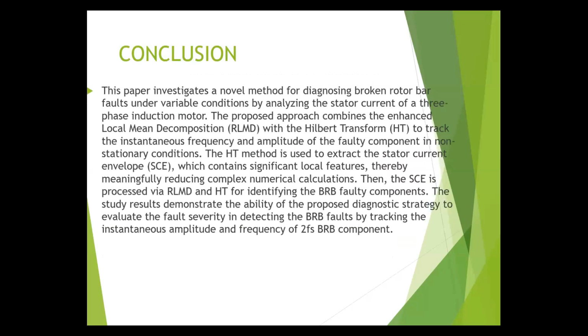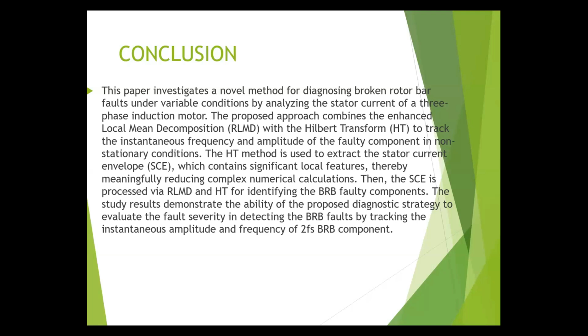This paper investigates a novel method for diagnosing rotor bar faults under variable conditions by analyzing the stator current of a three-phase induction motor. The proposed approach combines the improved local mean decomposition for the first time with the Hilbert transform to track the instantaneous frequency and amplitude of a faulty component in non-stationary conditions. The Hilbert method is used to extract the stator current envelope, which contains significant local features, thereby meaningfully reducing complex numerical calculation.